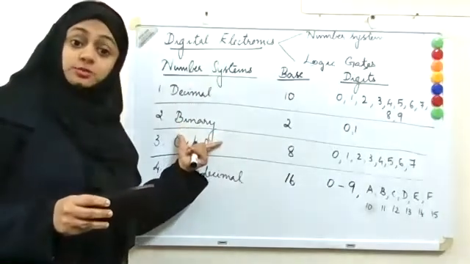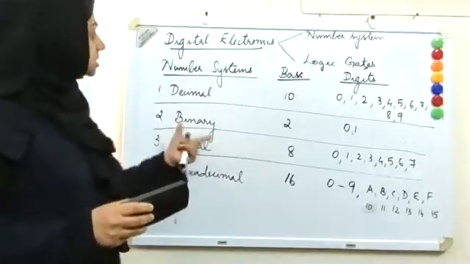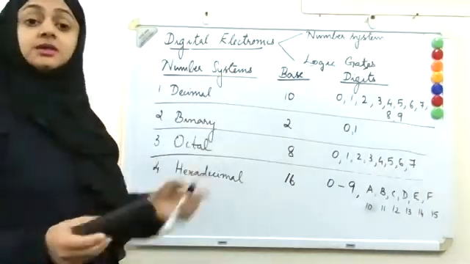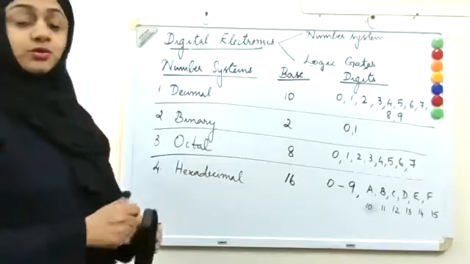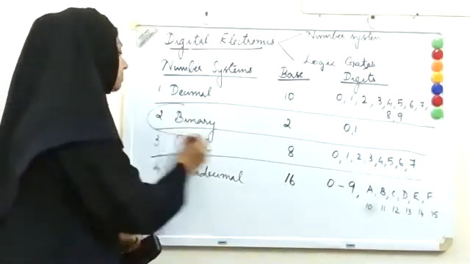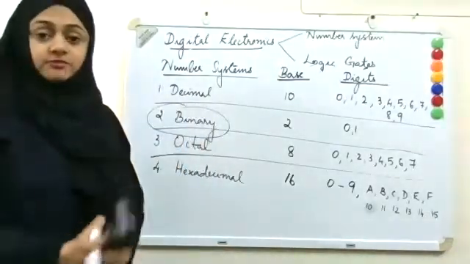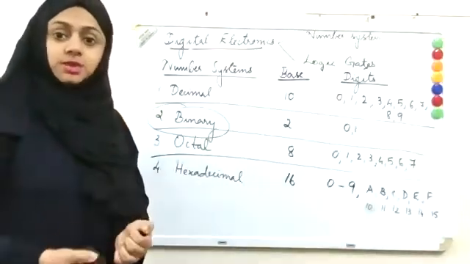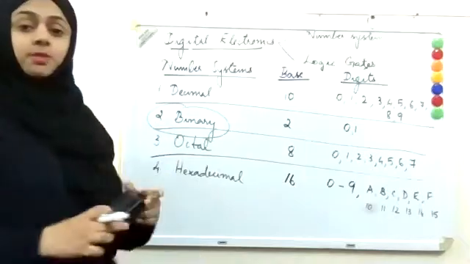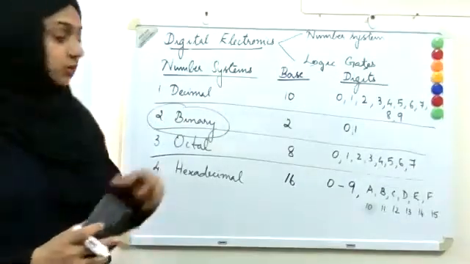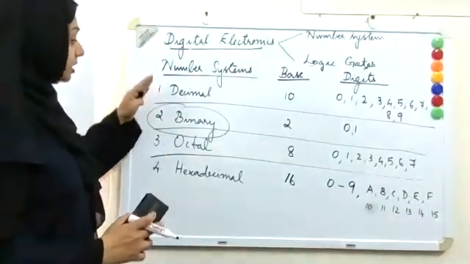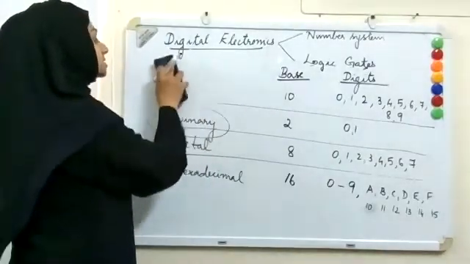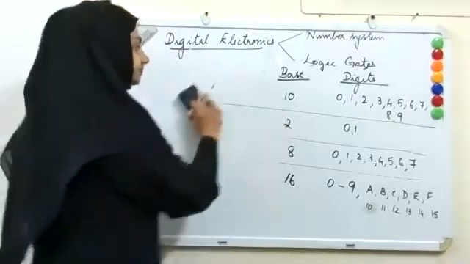So we will focus on binary numbers because in digital electronics, we usually use the binary number system. So we will be focusing on the binary number system. And we will also discuss addition, subtraction, multiplication, and division of the binary number system. So let us see how in each of the number systems a number is represented.